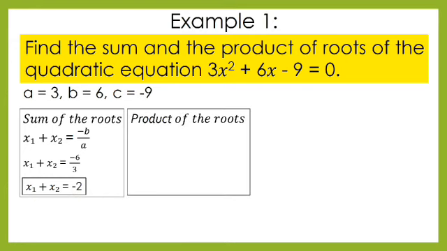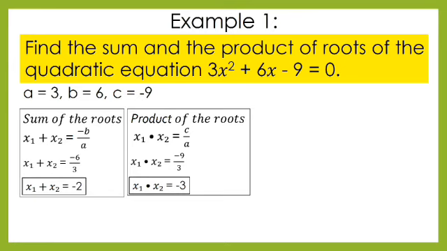For the product of the roots, x sub 1 times x sub 2 equals c over a. Substitute the value of c, which is negative 9, and value of a, which is positive 3. We simplify, negative 9 divided by 3 is negative 3. This is now the product of the roots.